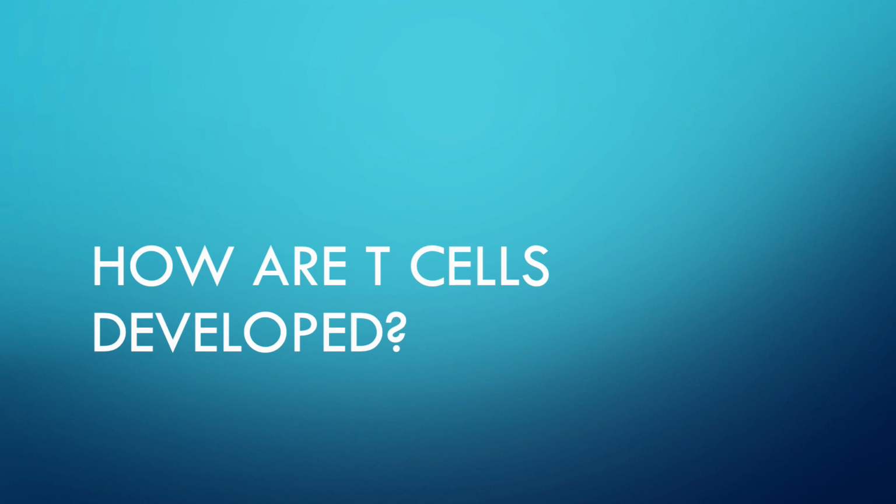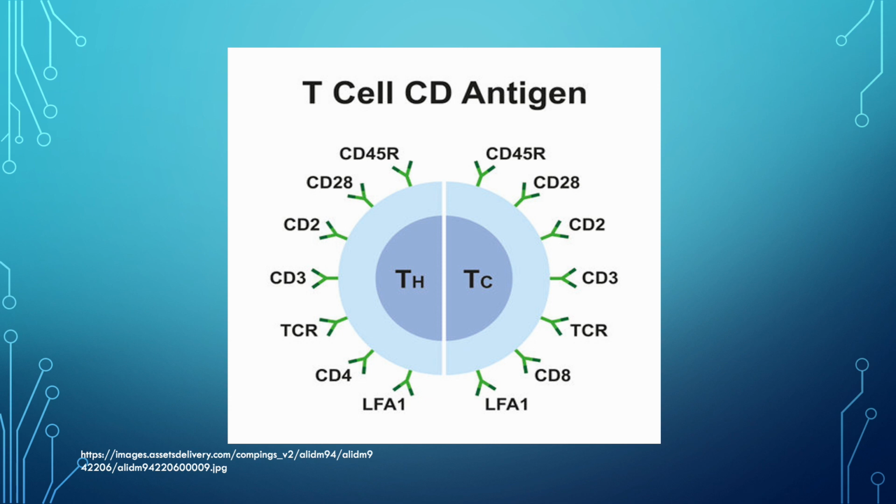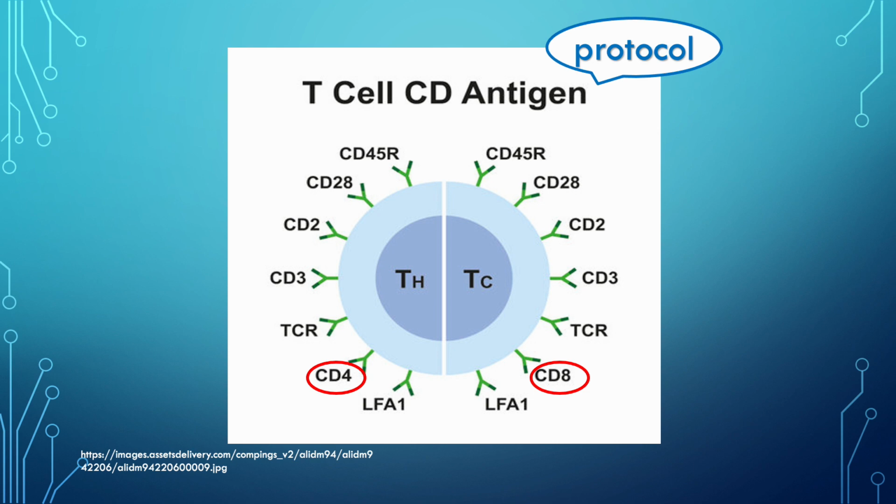We introduced that T cells are developed in thymus to become mature and work as lymphocytes. How do T cells develop in the thymus? Immune cells express molecules called CD antigens on their cell surfaces. CD antigen is a protocol used for the identification and investigation of cell surface molecules. The T cell development in the thymus can be divided into several stages, depending on the CD antigen, especially CD4 and CD8.